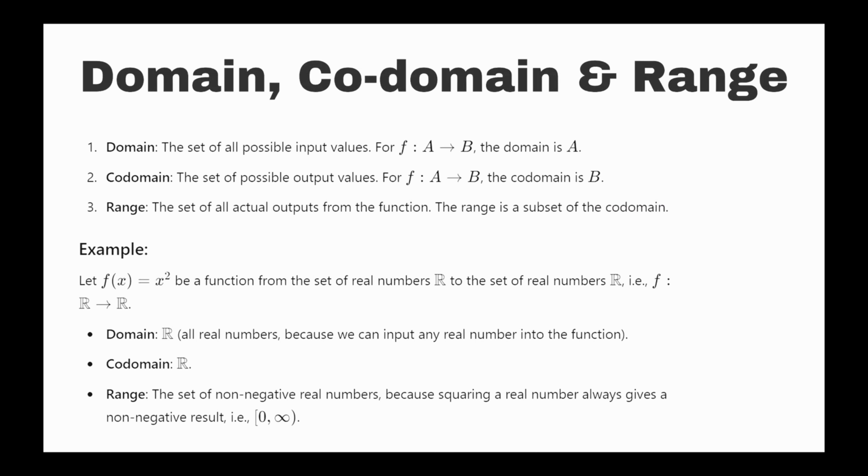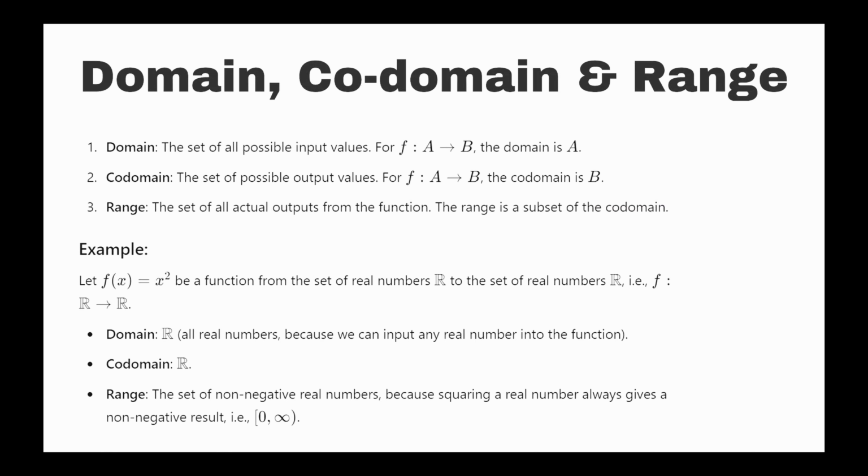We are talking about domain, codomain and range. A part of this you have already studied in relations. Now we will be looking at how we can define these for functions. So domain is what? It is the set of all possible input values. Now what do I mean by possible input values? The values at which my function would be defined.